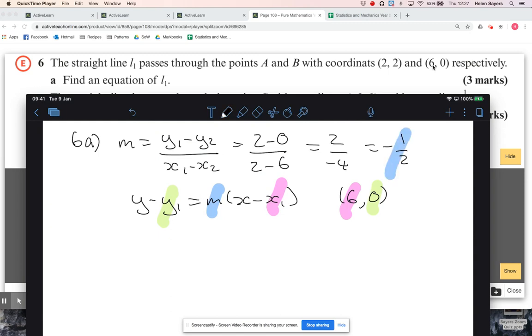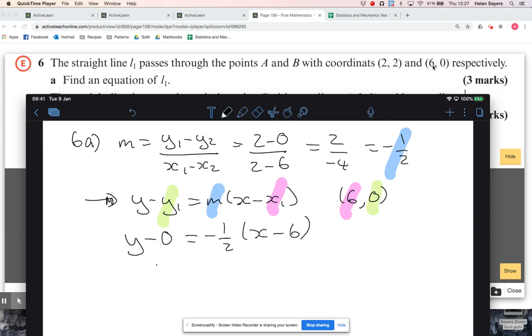Okay, so this formula here, you really want to make sure you've got that memorized. It's so much easier to use than any other method. So it's y minus my y coordinate is my gradient times x minus my x coordinate. Normally I would be cross multiplying by this, and getting it in the form ax plus by plus c is 0.